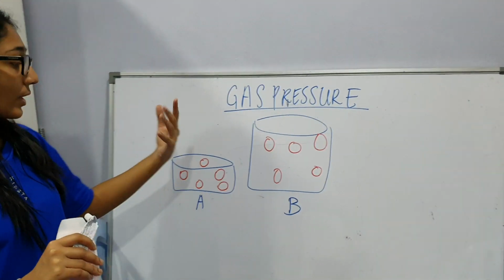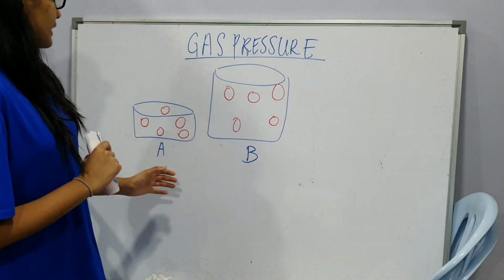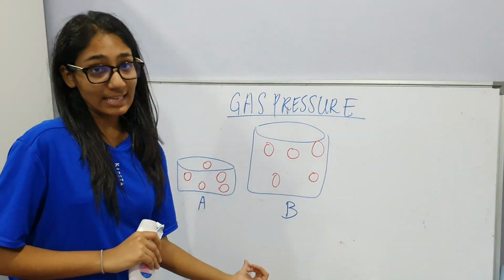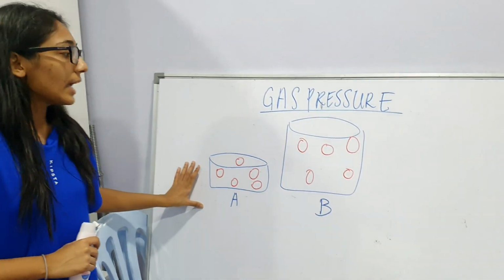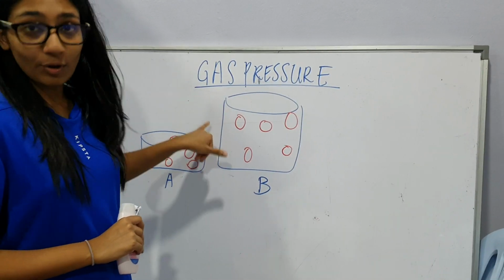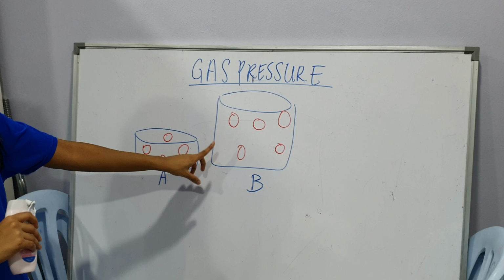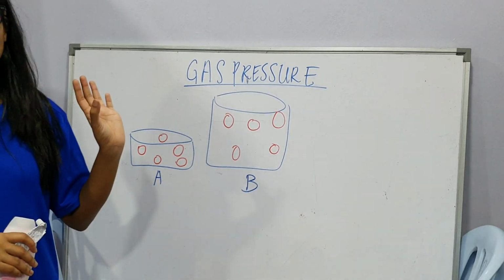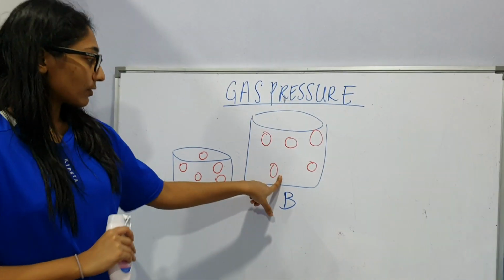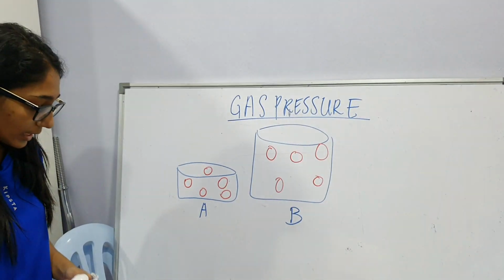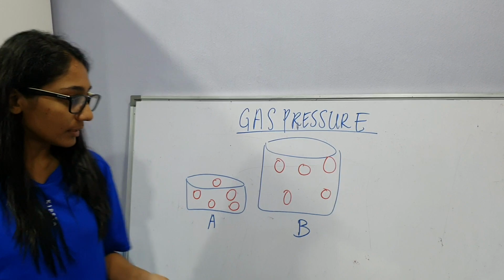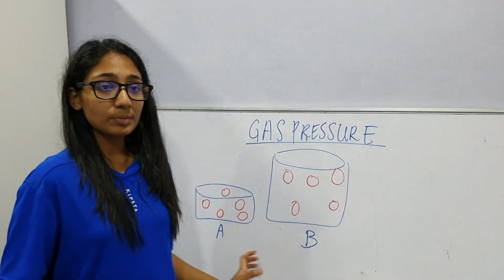Okay, so let's say we have two containers A and B. Let's say the width is the same, but container A is shorter and container B is taller. And I have drawn 5 gas particles in each of them. So here there are 5, 1, 2, 3, 4, 5. Here also 5 gas particles. Now in terms of volume, which one is bigger between A and B?